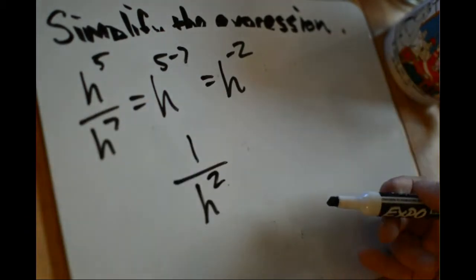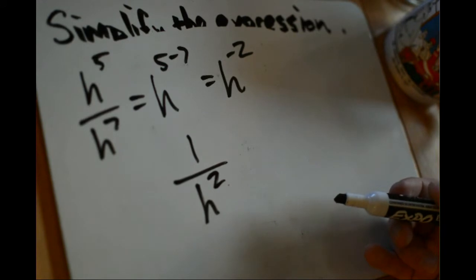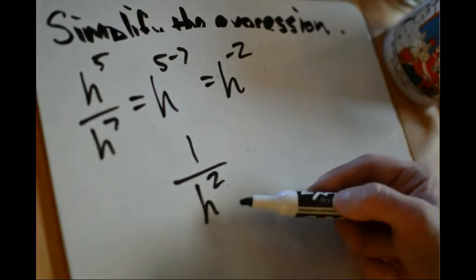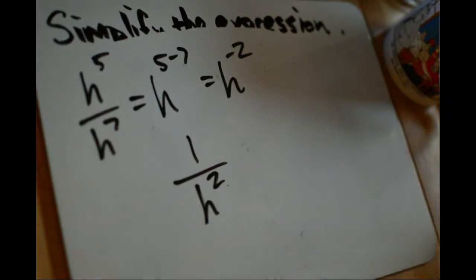And we're going to be dealing with negative exponents like that later on. So just a preview here: if you see a negative exponent, what that really means is reciprocal. But we don't need to worry about that just yet.